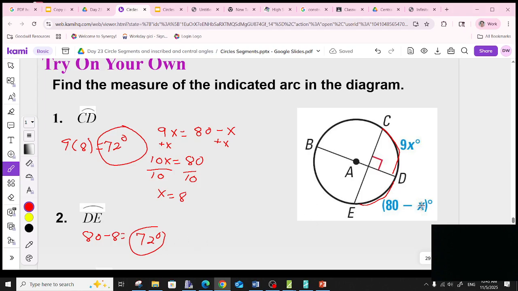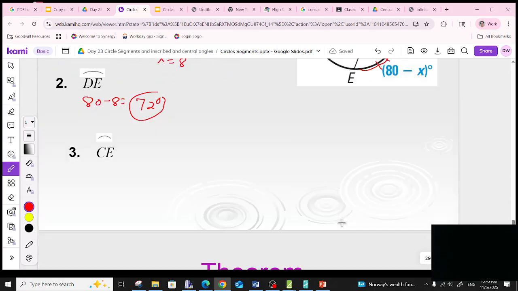Well, you just substitute 8 back in. These two had to be equal because this is the diameter and it was 90 degrees. So it cuts not only the chord into two equal pieces, but the arcs that it intersects here and here are also equal. Right? Okay.